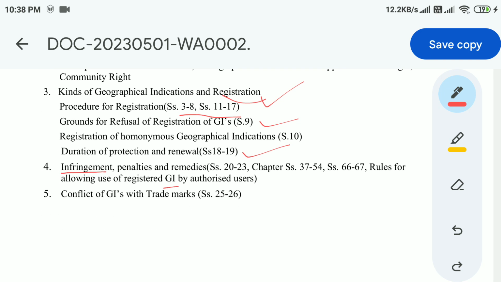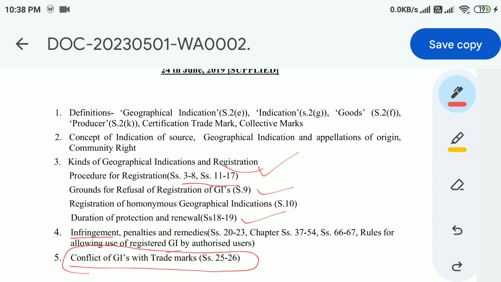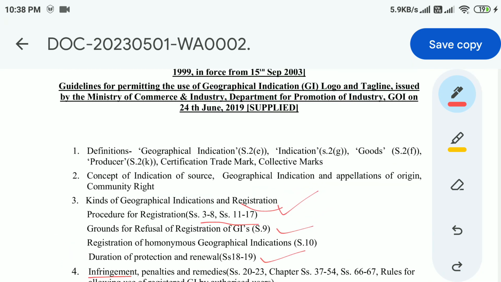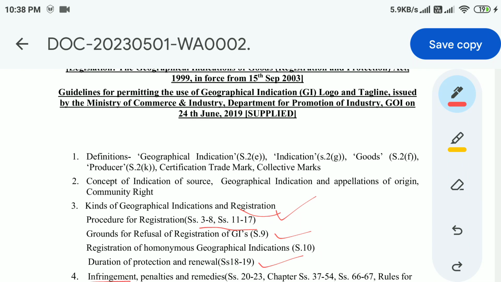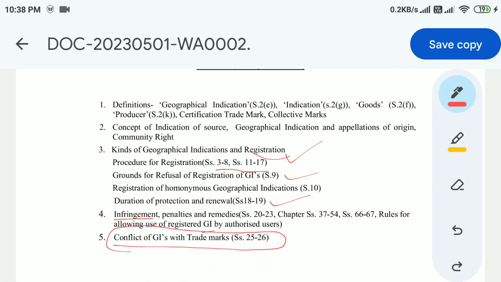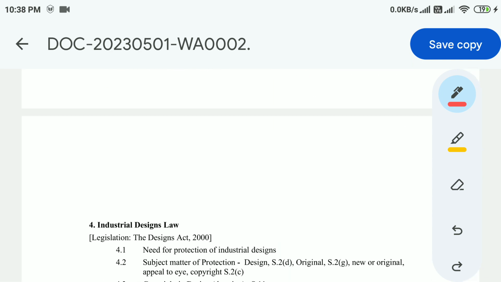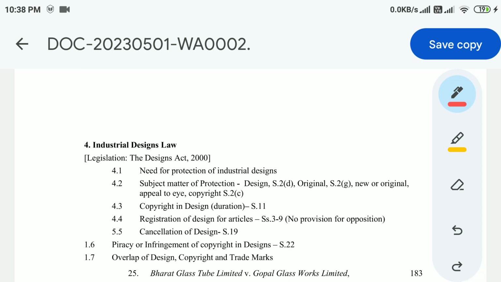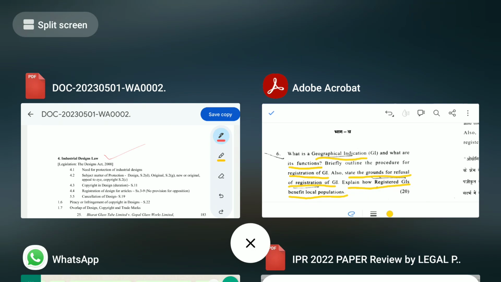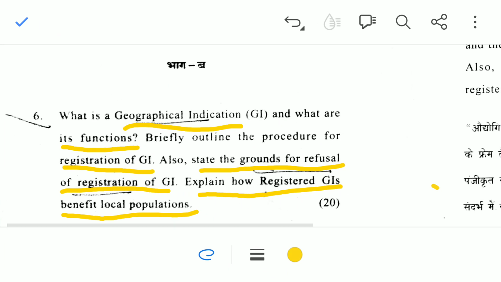Conflict of GI with the trademark, this is also important, we will tell you why, it is given in this question. So GI is a very crucial part of the syllabus of intellectual property right, you have to look at these provision at least for this section GI. Okay, now come to the another part, industrial design. Questions have been asked from this also, industrial design act. Now come to the question paper, then come back, then we will come back to the syllabus.